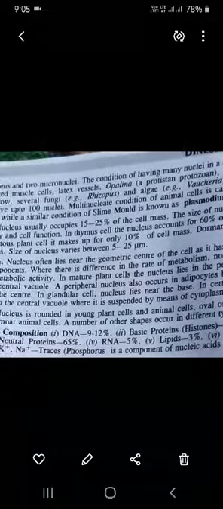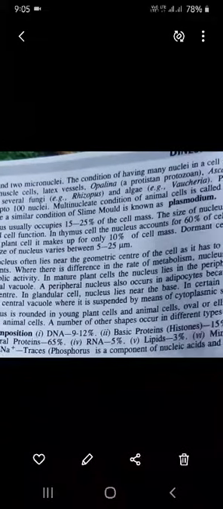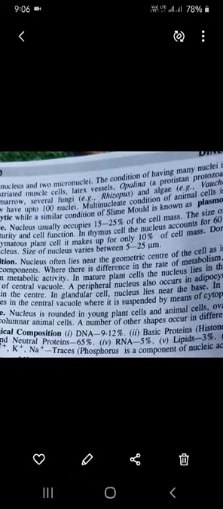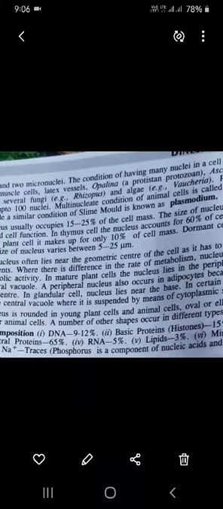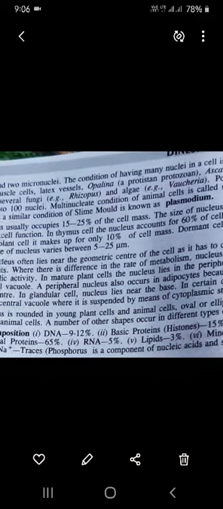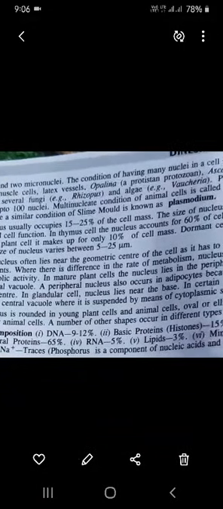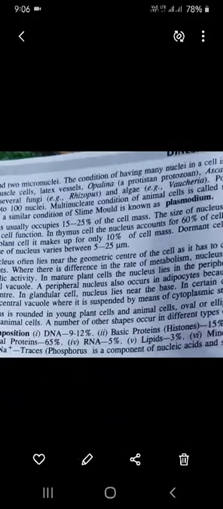Now size. So far as the size of the nucleus is concerned, nucleus usually occupies 15 to 25% of the cell mass. यानी सेल में जितना इसका जो वॉल्यूम है, वो 15 to 25%. The size of the nucleus depends upon the ploidy, cell maturity and cell function. In thymus cells, nucleus makes up 60% of the cell mass, while in a mature parenchymal plant cell, it makes up only 10% of the cell mass. Dormant cells often possess small sized nucleus. Size of nucleus varies between 5 to 25 micrometers.